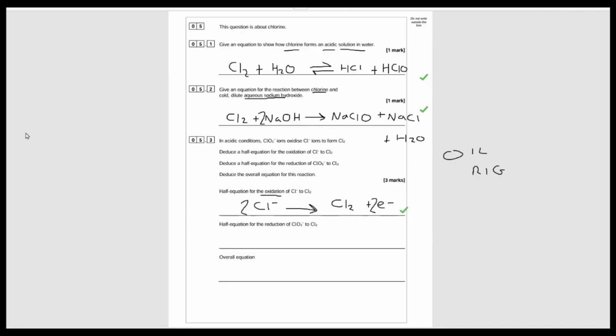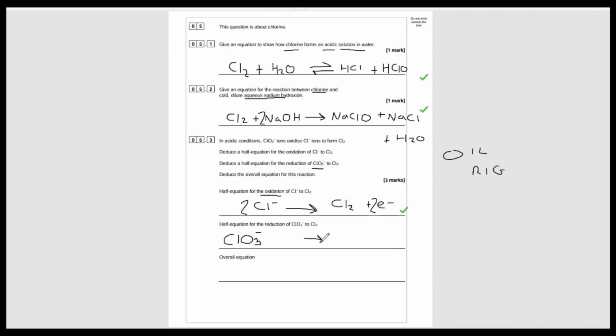Right, let's look at the second equation. Some people find these ones a little bit harder. Deduce a half equation for the reduction. So reduction is gain, OIL RIG, of chlorate ions to chlorine. So we're going to gain electrons here. I'll show you how that all works out. So we're going to go ClO3 minus, and we're going to chlorine.